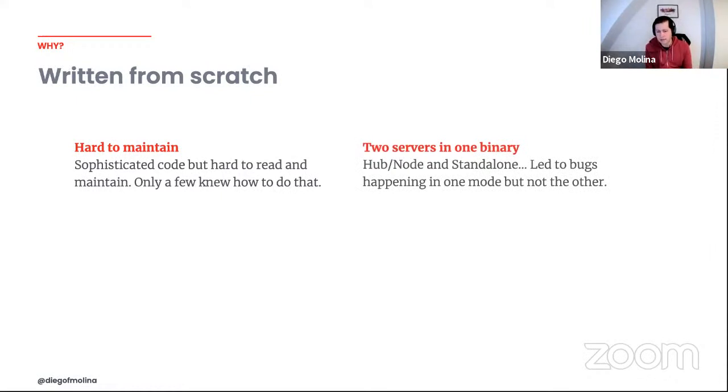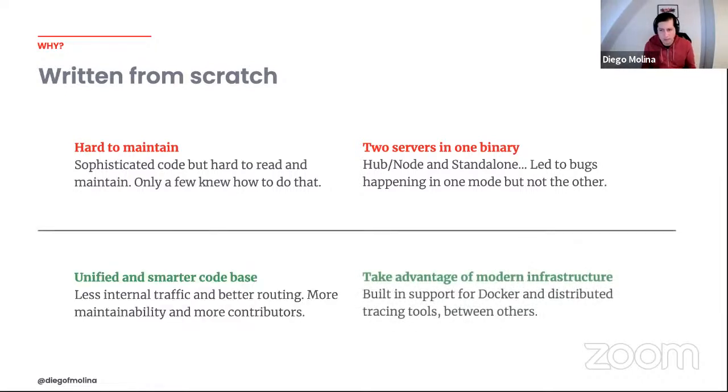Also, what was happening is that in the code base, we had two servers in one single binary. So the traditional hub and node, that we will explain in a moment, and the standalone were two different code paths living in the same one. So that was bringing the situation where a user could report a bug saying, it's happening in the standalone mode, but it doesn't work in the hub and node mode. So I'm super confused. Well, the confusion was because it was basically two different code bases. But the new one is a unified and smart code base because we do better routing internally. And I will show you in a moment what that means.